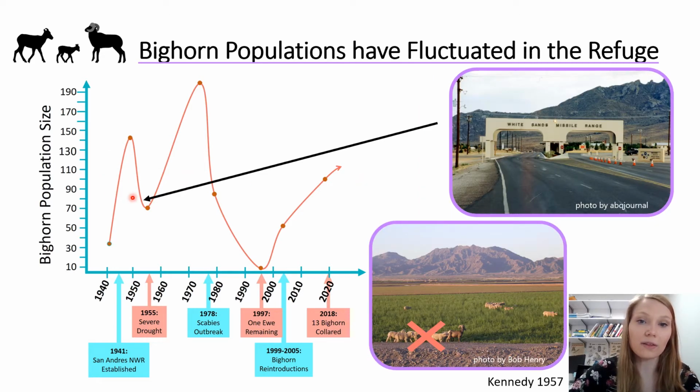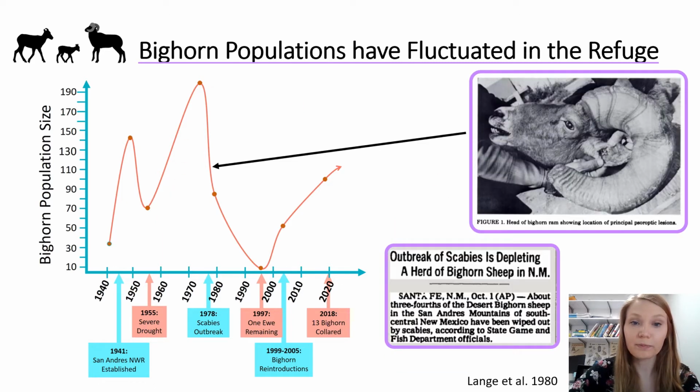Likewise, in 1951, the White Sands Missile Range was established around the refuge, which eliminated interactions between bighorn and domestic sheep in the region, thereby limiting competition and the spread of disease. So we saw the population really increase after that time. However, despite no contact with livestock in the late 1970s, a scabies outbreak decimated the herd.